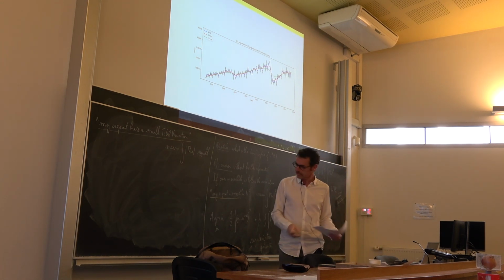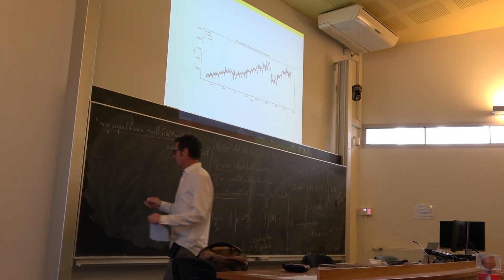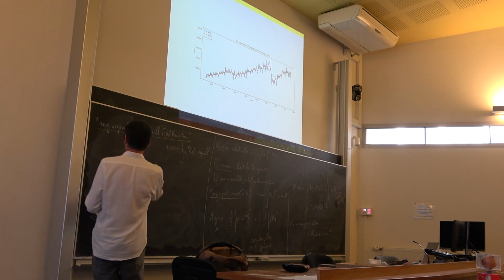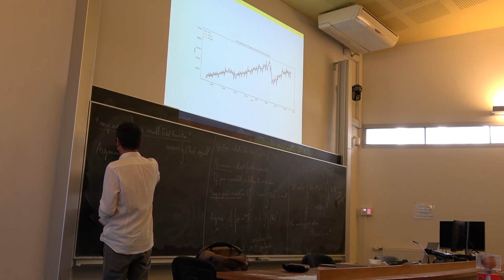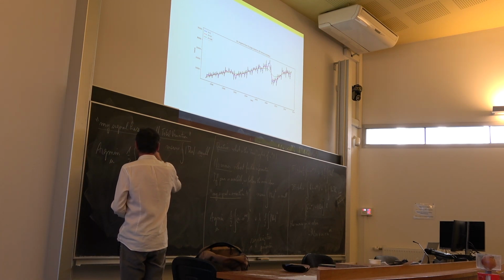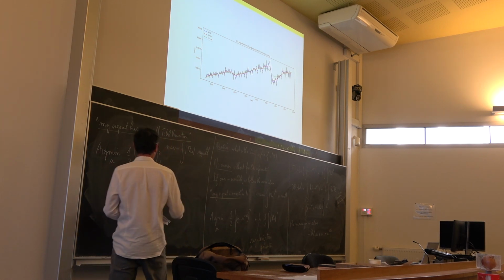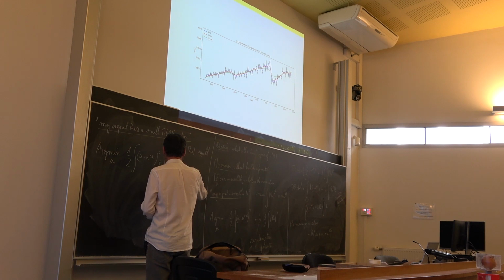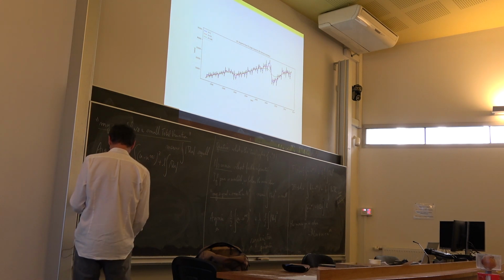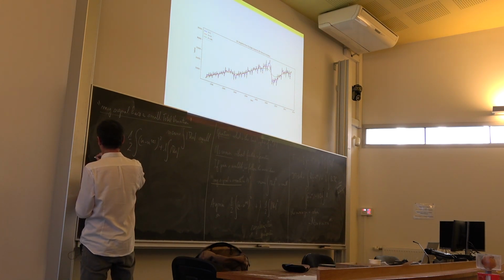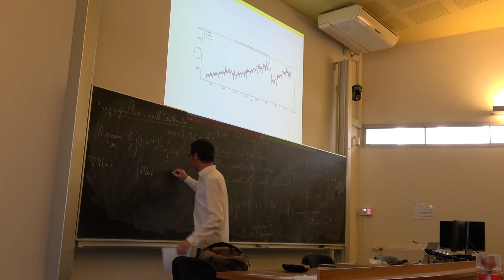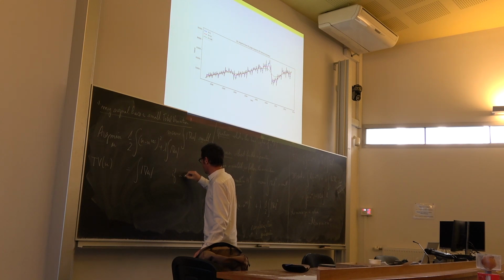So what do you want to do? You want to minimize with respect to u the integral of u minus your observation, still in the L2 norm, plus lambda multiplied by the total variation of your signal. And we will see the results. The total variation of your signal is the integral of the gradient of u if u is smooth.